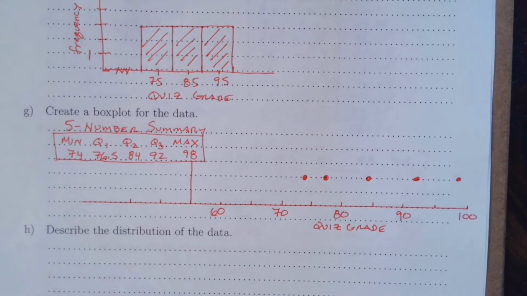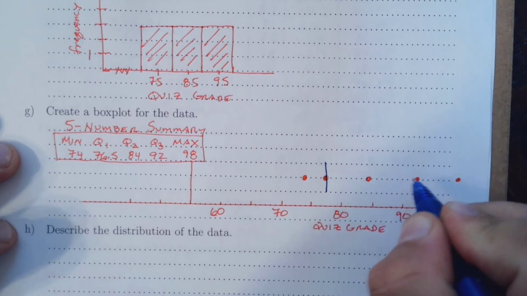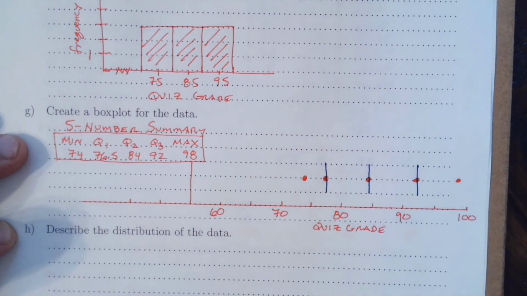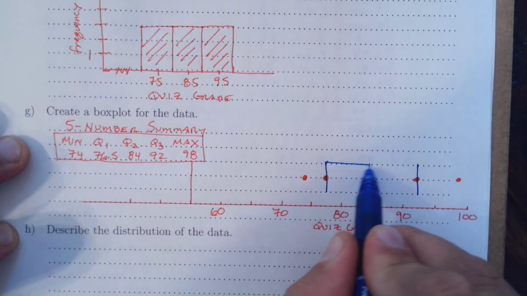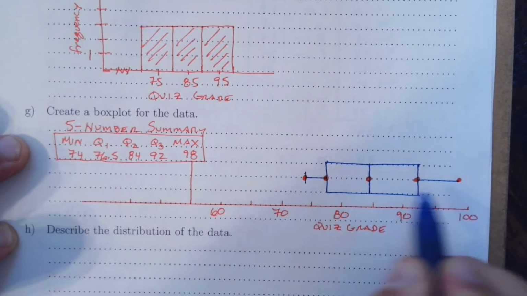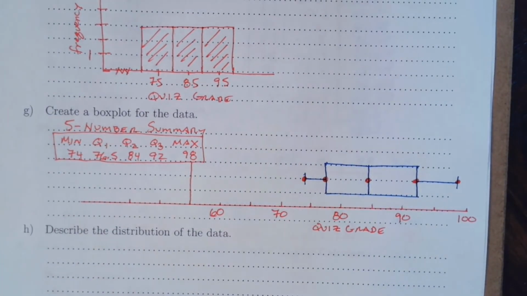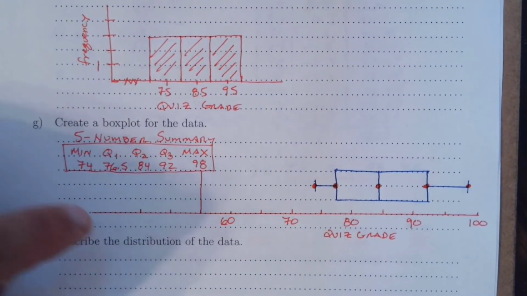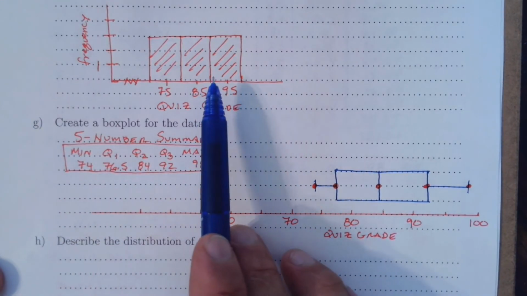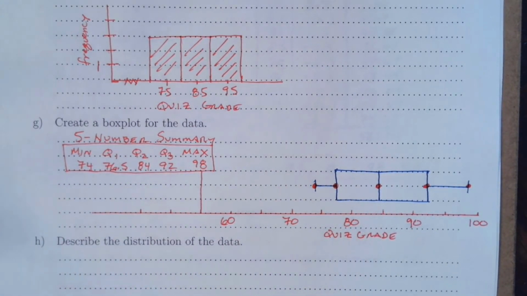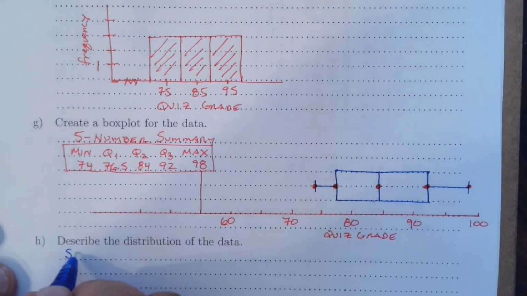So I can make a vertical line through quartile 1, a vertical line through quartile 3, and a vertical line through quartile 2. I set this up, and there, now I have a box plot. I have my nice box plot for my data. Now, if I'm going to describe the distribution of data, I could describe the distribution from my histogram, or I could describe the distribution from my box plot. If I have both, I can use either one to describe it.